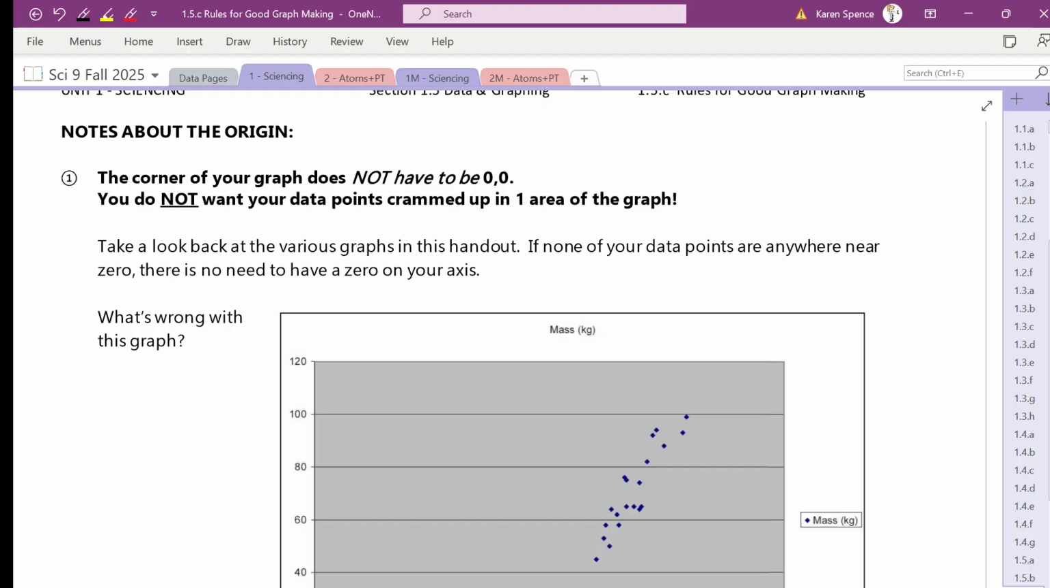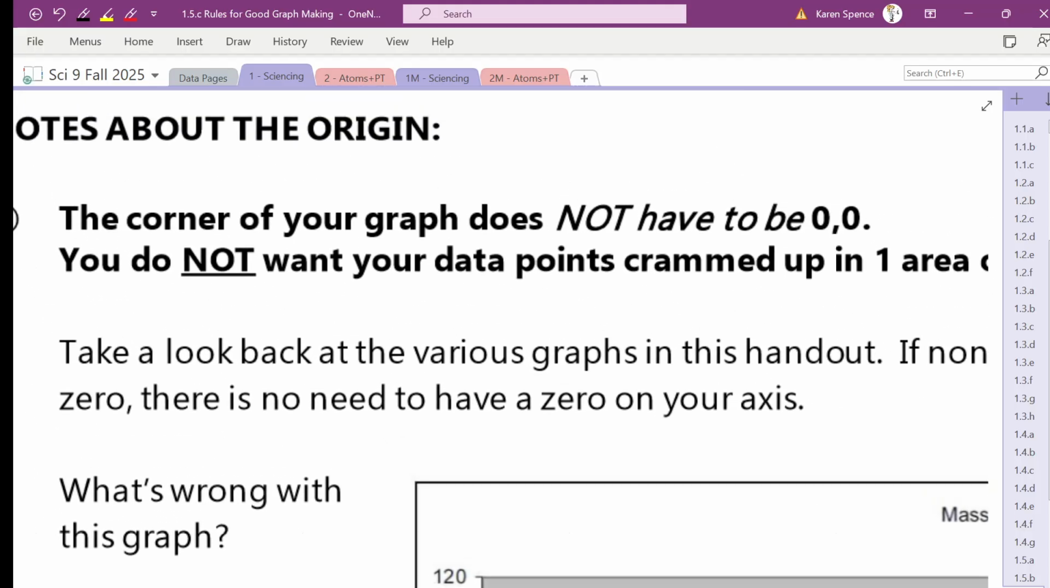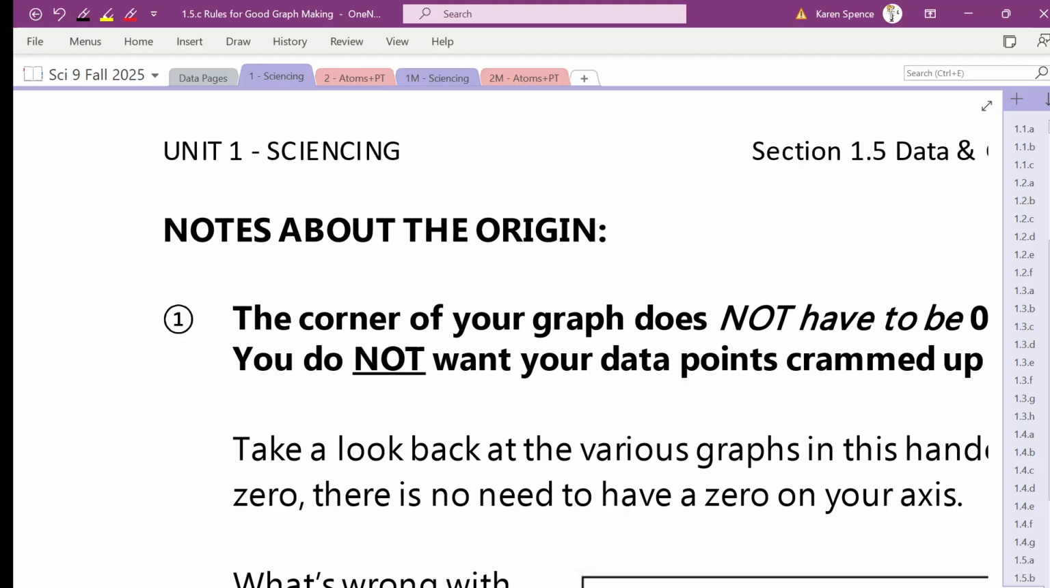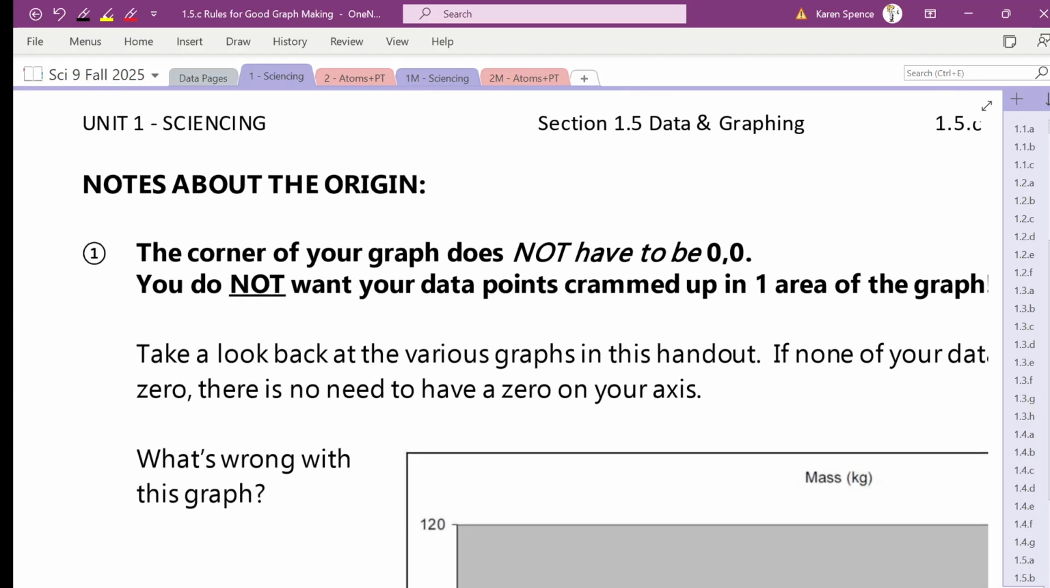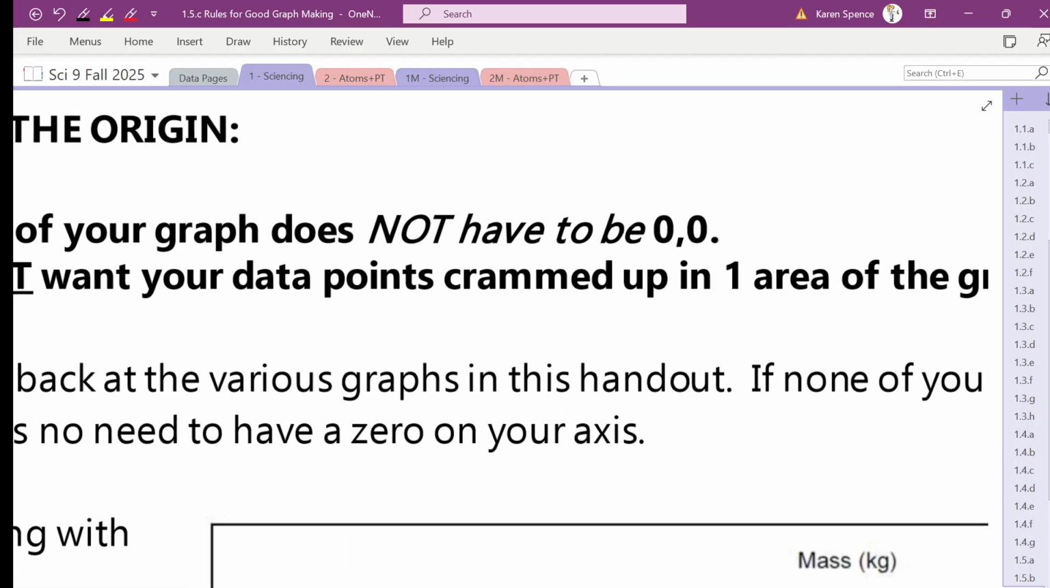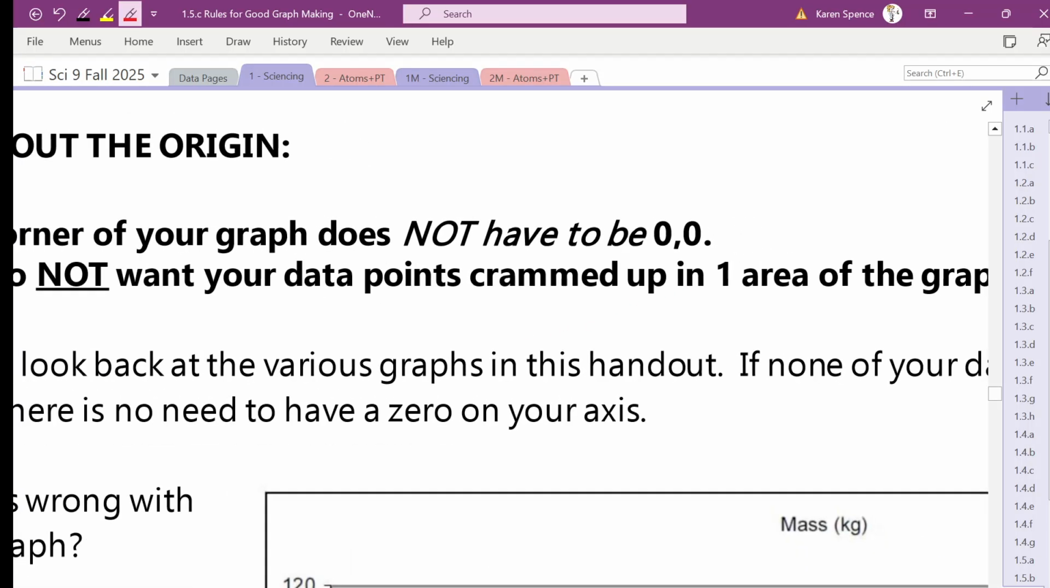We've had our walk. We are going to refocus. Do you guys know what the origin is of a graph? The origin, the corner of your graph, does not have to be 0, 0. Has anyone ever used a break in math? In a graph? No, never mind then. I won't talk about that.